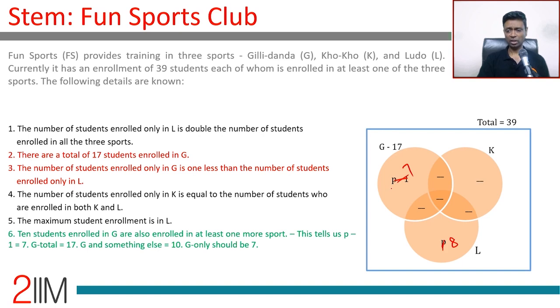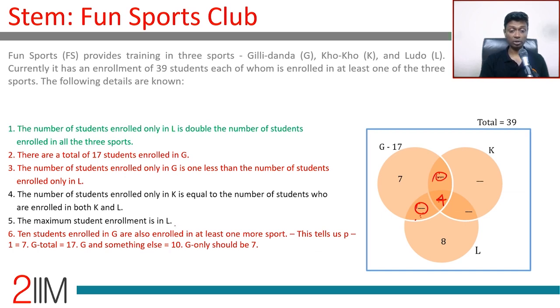Fine. Now let's see what else is clear. The number of students enrolled only in L is double the number of students enrolled in all 3 sports. Only in L is 8. This is double of this. This should be 4. These 3 add up to 10. So this plus this should add up to 6. That much we know. And now let us look at the other constraint.